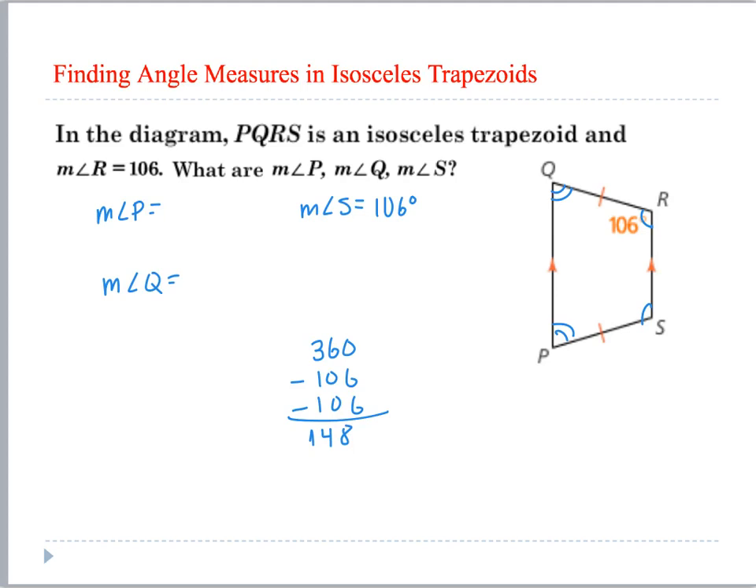148. And then I will take my 148 and divide it in half, since it has to make up angles P and Q. 148 divided by 2 gives us 74. So angles P and Q are both 74 degrees. And that's how we can use those concepts to solve for missing angles there.